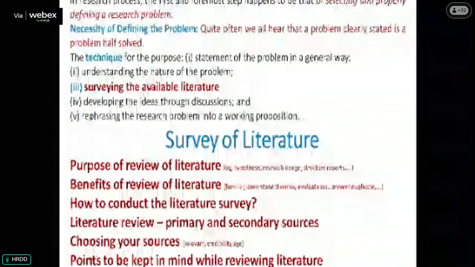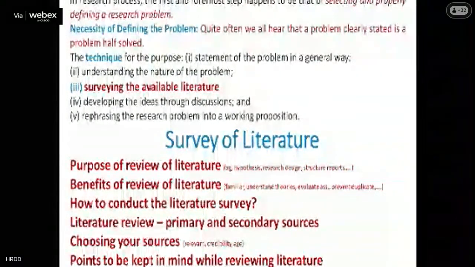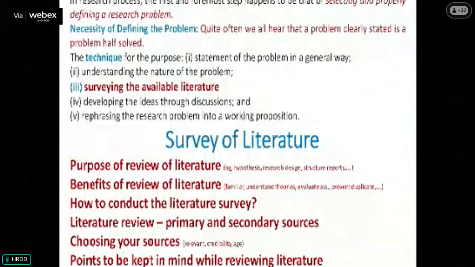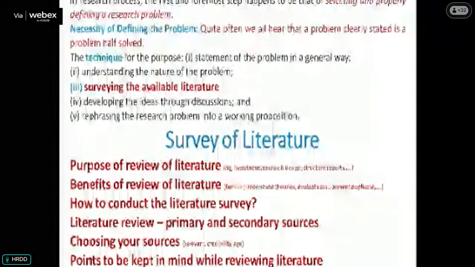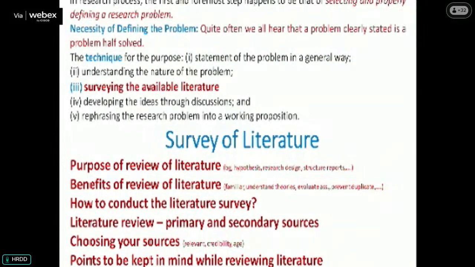So the first process is defining the research problem. What do you want to do on your own? The research problem is about selecting and properly defining a research problem. It is necessary because a problem well defined is a problem half solved. This is what we understood. The technique again is similar: we propose the problem first in a general way, a very broad way, with some errors also. It is okay.